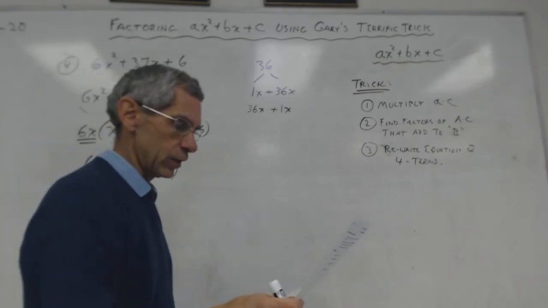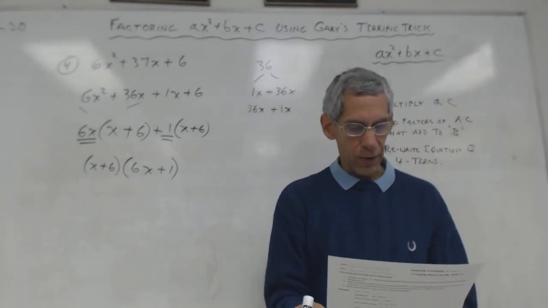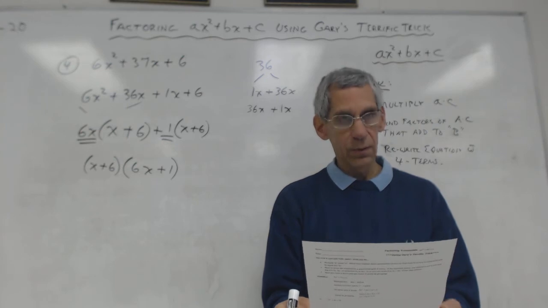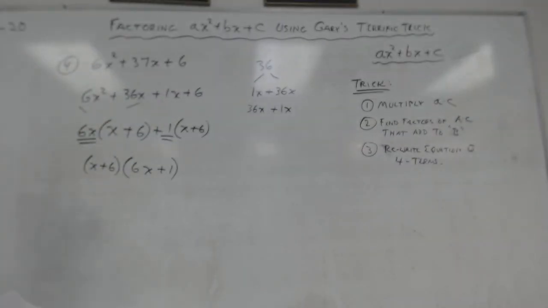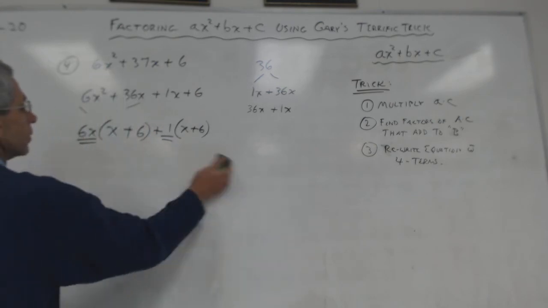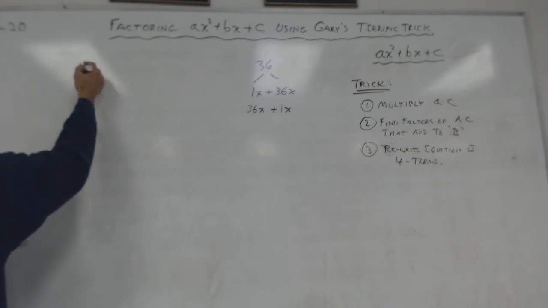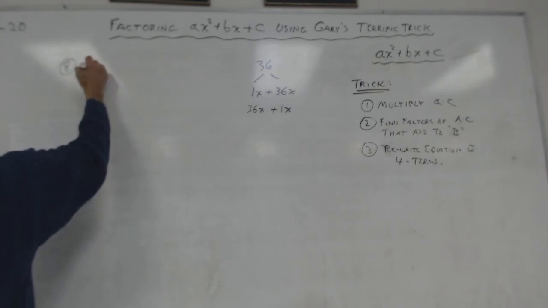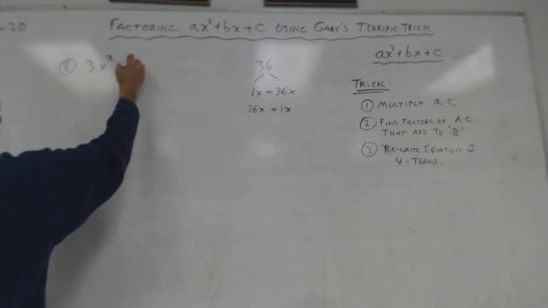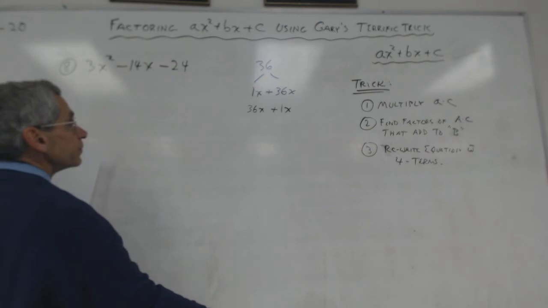All right, everybody look at your sheet. Let's do one that has negatives. How about 8? Looks hard. Can I erase this? Yes. 13 looks harder. Doesn't look that hard, actually. All right, try 8: 3x squared minus 14x minus 24.